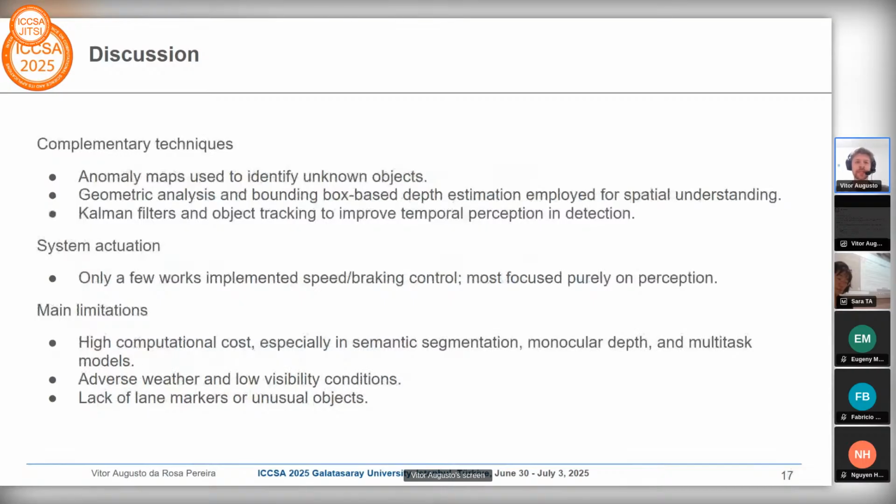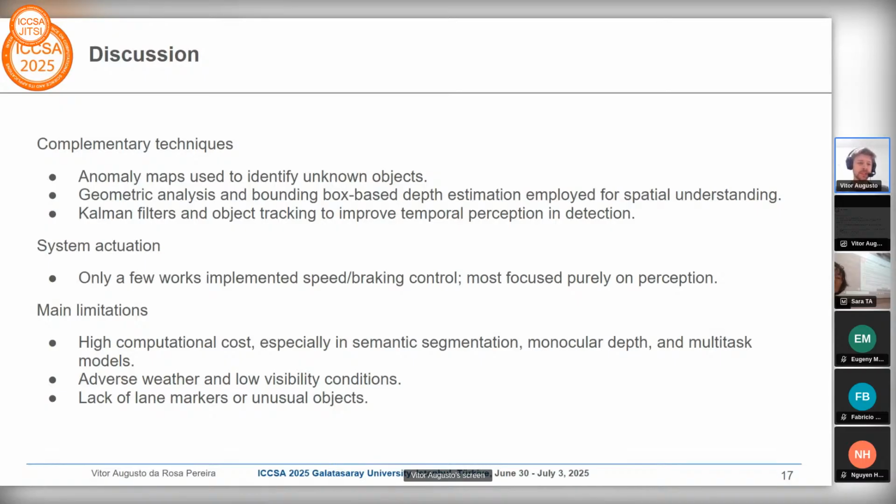About the complementary techniques, anomaly maps were used to identify the unknown objects, and geometric analysis and bounding box-based depth estimation were used to employ spatial understanding to really give this sense of distance estimation from the obstacles. And Kalman filters and object tracking were used to improve the temporal perception in the detection.